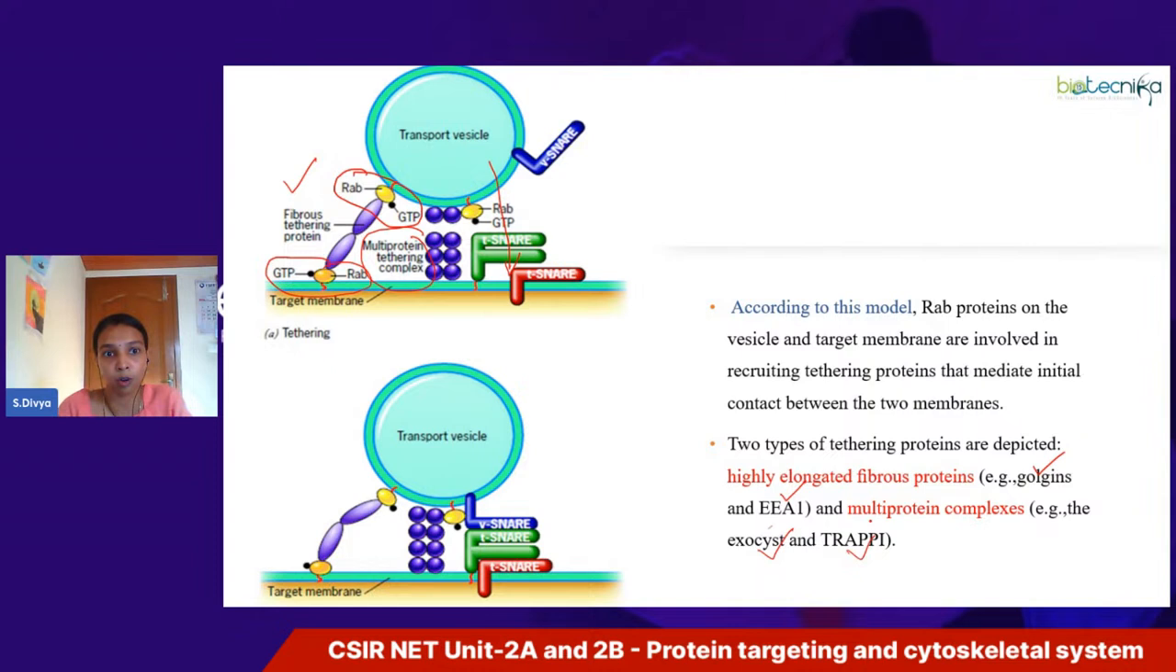And of course, I saw many of you talking about v-SNARE and t-SNARE. Those are the proteins present within the vesicles that help in binding. These are yet another category of proteins that help in membrane fusion. Okay, so if you look at this image, this is how the fusion takes place.